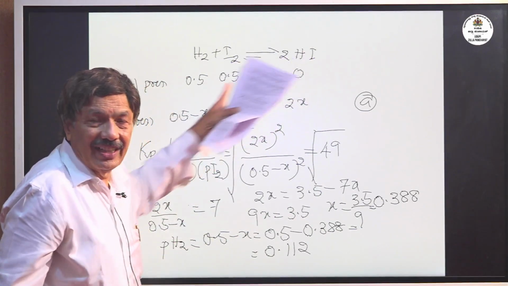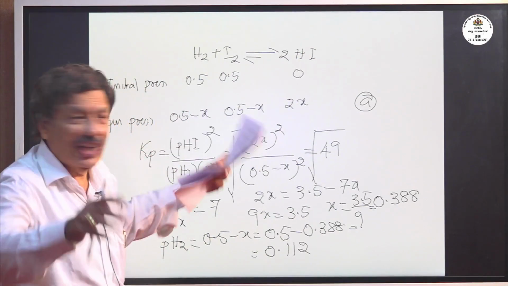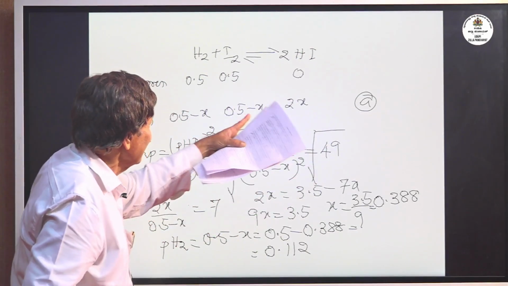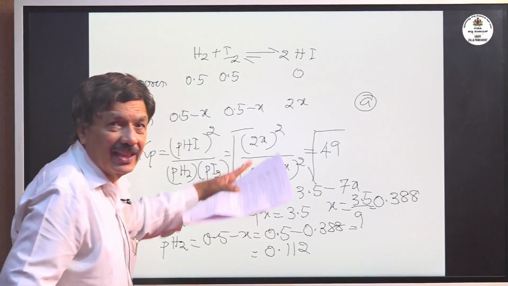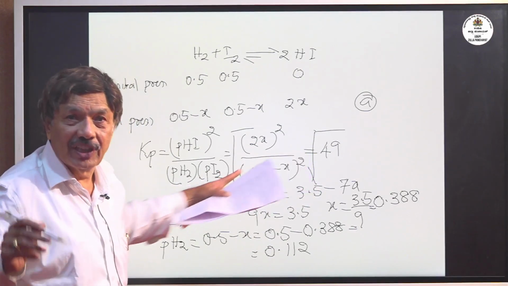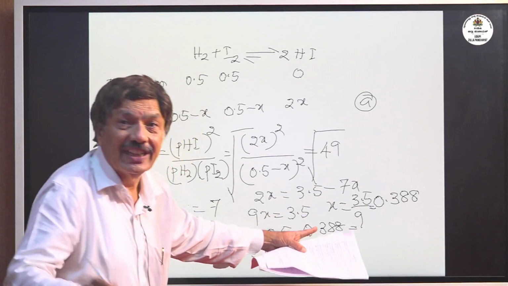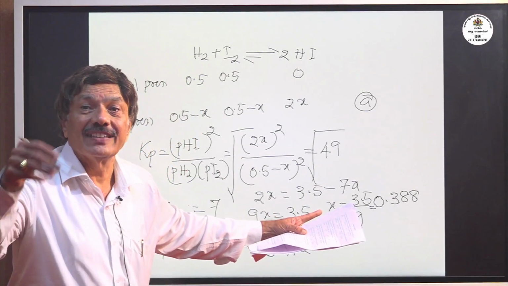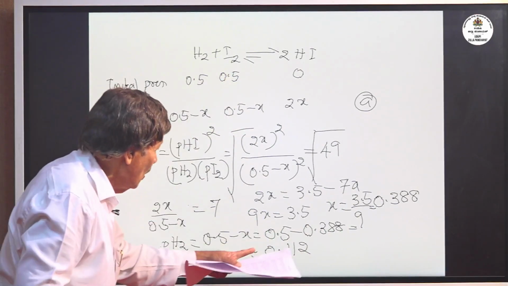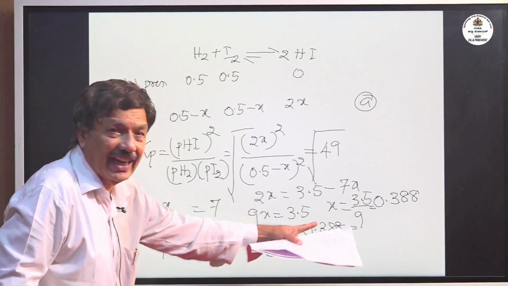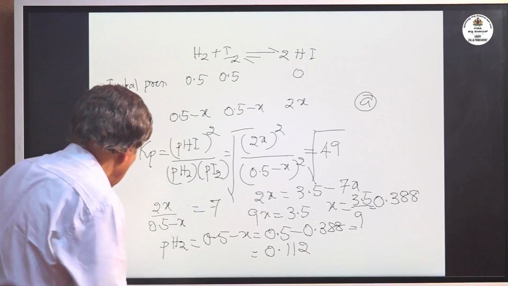Write the equation, initial pressure both 0.5 each. Out of that, let x undergo combination. So x decreases, and double of that is formed. Then write the expression for Kp, simplify, and take the square root of both sides. On simplification, you get x as 0.388. X is the amount that is consumed. What is asked is the remaining partial pressure of H2: 0.5 minus 0.388 leaves 0.112. That is option A.